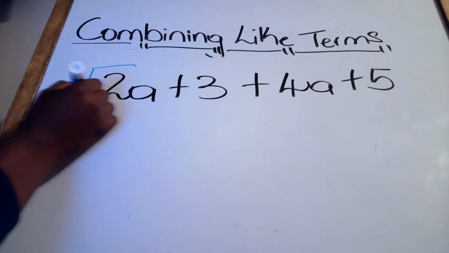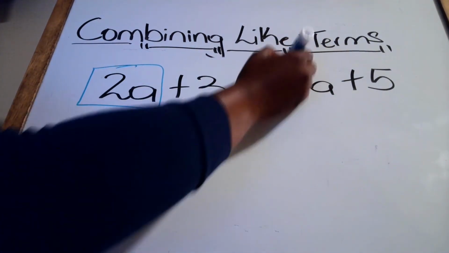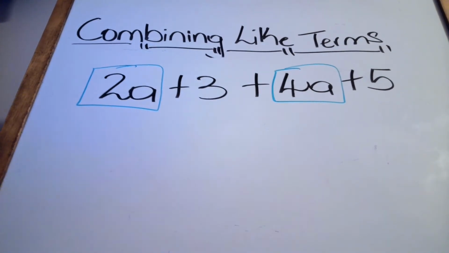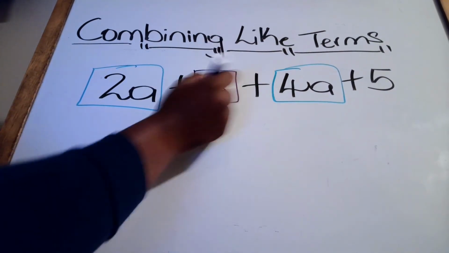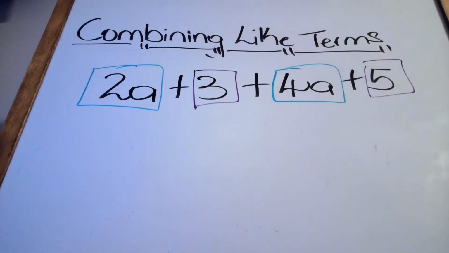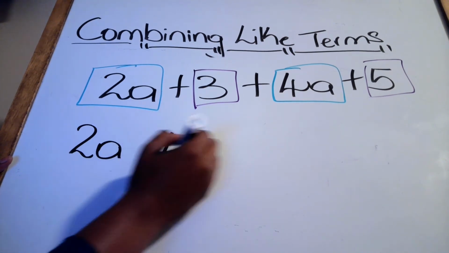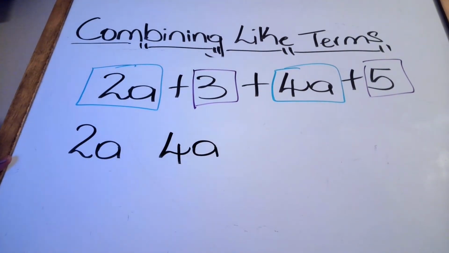For example, 2a and 4a would be like terms because they have the same variable. 3 and 5 would be like terms. So identify the like terms. After identifying the like terms, the next step is to group the like terms. When I say grouping the like terms, I mean putting them beside each other. So 4a will go beside 2a because these are like terms.